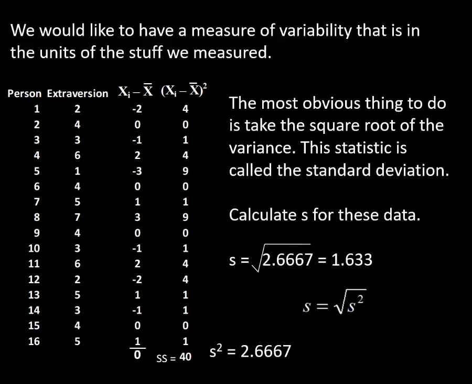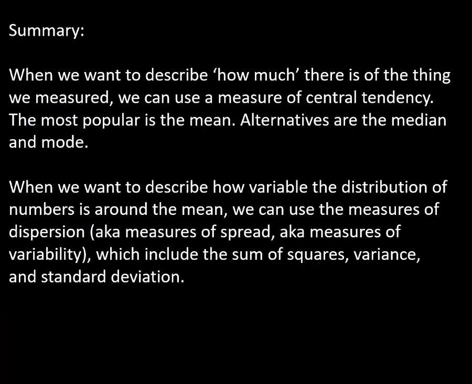Okay, what else do I want to say about this? I think we're just about done. Oh yeah, so let's summarize. When we want to describe how much of something there is, something that we've measured, we can use a measure of central tendency, and the most popular one is the mean. We can use alternatives, the median and the mode, sometimes.